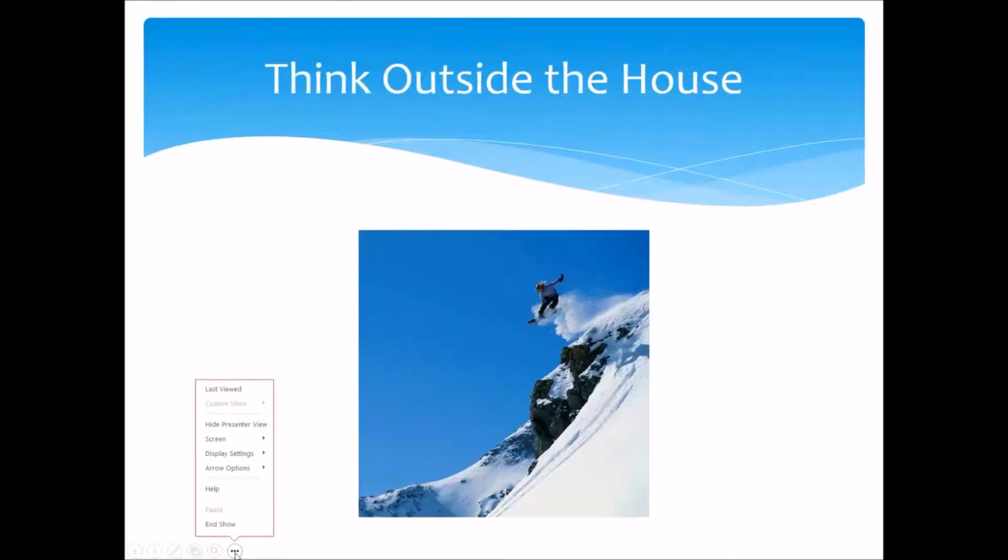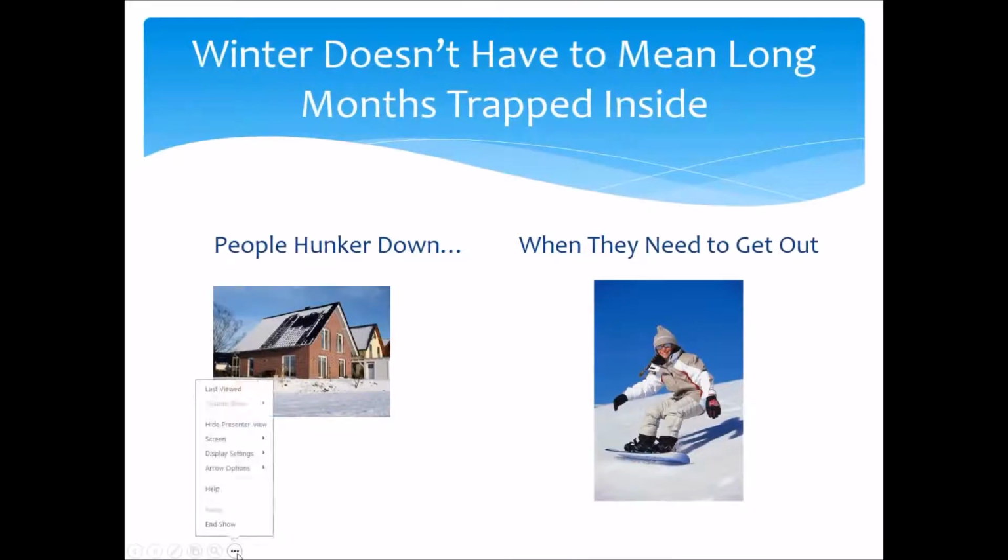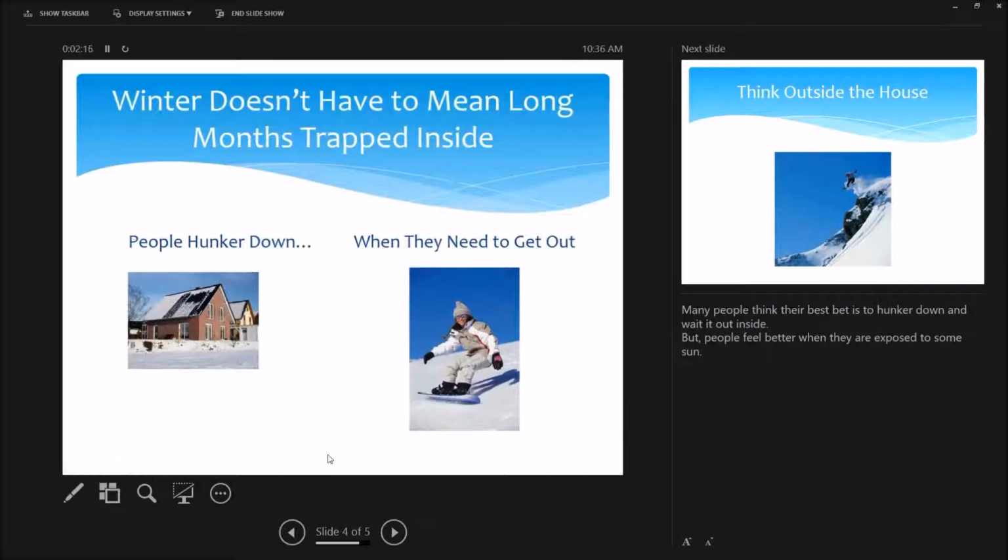The last button has all of the options that you may have seen previously by right-clicking the menu, and it allows you to navigate to the last viewed slide. You can also choose a custom show if custom shows are available in your presentation, or you can hide the presenter view, which right now you don't see because my screen is not showing the presenter view. But another thing that I can do is come down here to my display settings and actually swap the presenter view and the slideshow view.